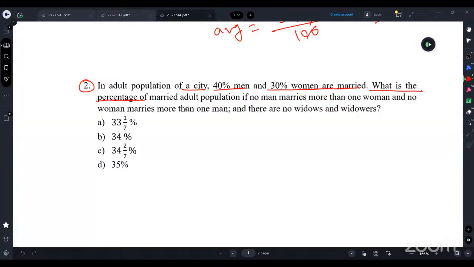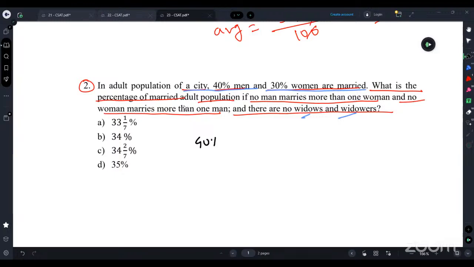What is the percentage of married adult population if no man marries more than one woman and no woman marries more than one man, and there are no widows and widowers? Okay, so there is no double marriage, right? There are no widows and there are no widowers. So basically what we have to know from these statements is that this 40% of men and 30% of women should be the same. Okay, 40% of men and 30% of women should be the same.